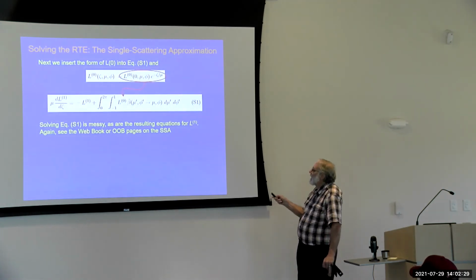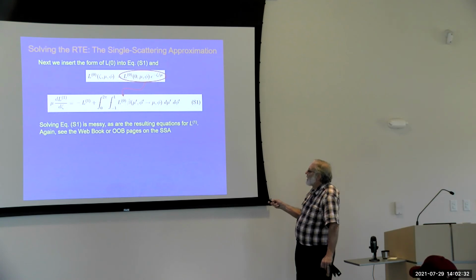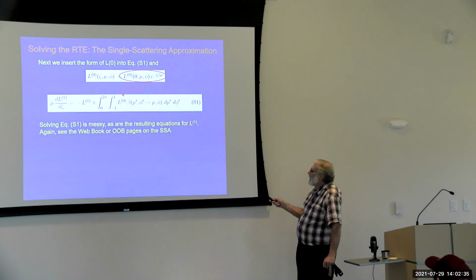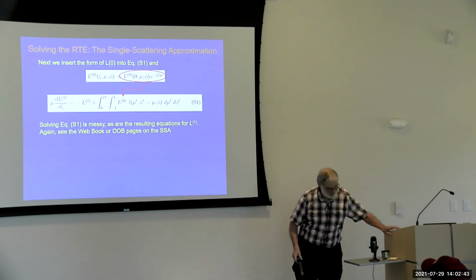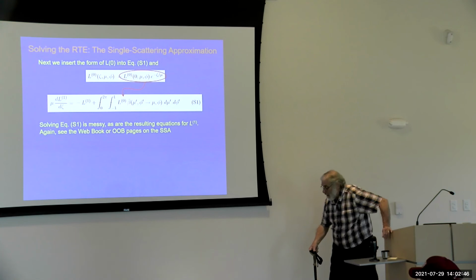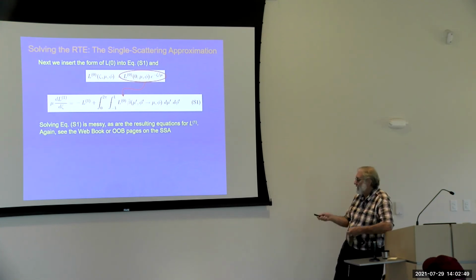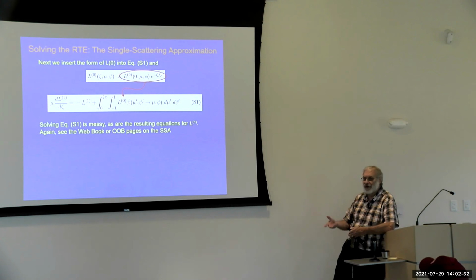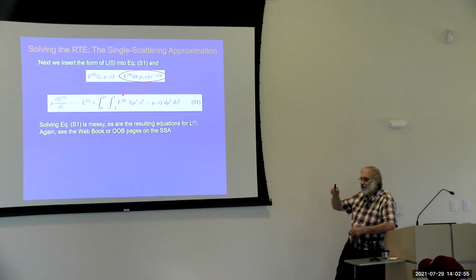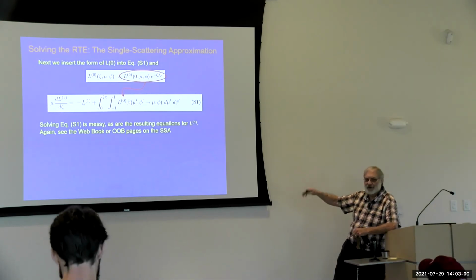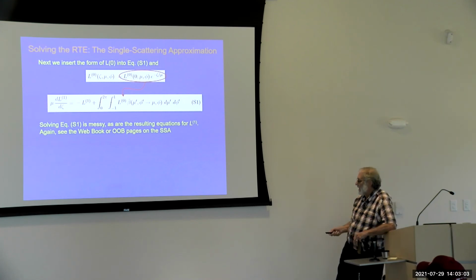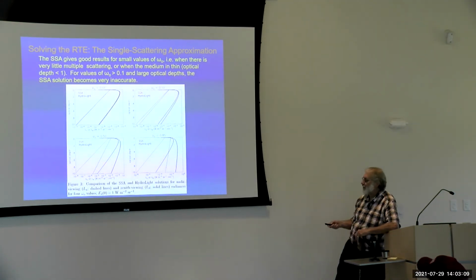I'm going to now take that solution and stick it in here, take whatever the volume scattering function was, and then I can do this integration, and then I can solve this equation. Well, the math there gets a little messy, and it's actually a full lecture just to solve this equation, but that's what's called the single scattering approximation. So you eventually get an equation that says single scattered light equals, and it's in terms of all the boundary conditions and the phase function and so forth. We're not going to go into that. It's all in the web book. But how well does that solution work?